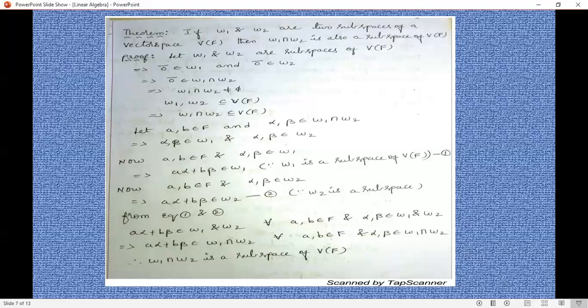Therefore, W1 intersection W2 is a subspace of V of F. Observe carefully what are the things given in the statement. W1 and W2 are two subspaces of a vector space. Then we have to prove W1 intersection W2 is also a subspace. We have no need to prove all the statements. It is enough to prove that A alpha plus B beta belongs to W1 intersection W2. Therefore, A alpha plus B beta belongs to W1 intersection W2. Therefore, W1 intersection W2 is a subspace of V of F.